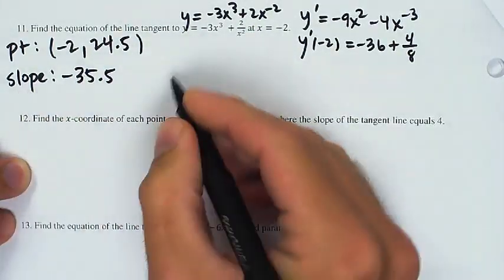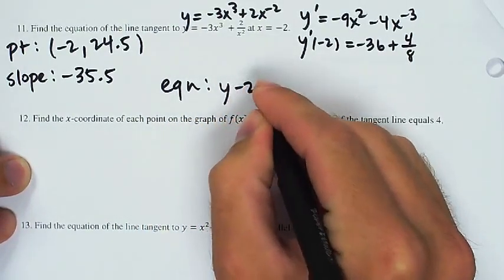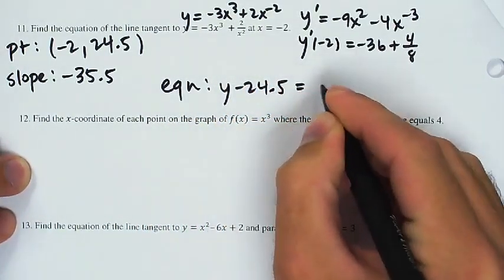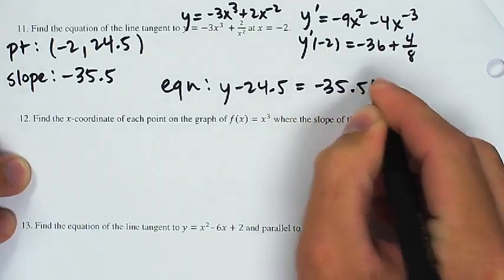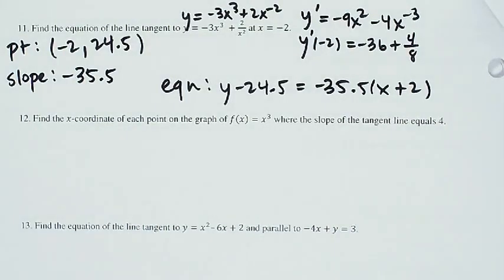Okay. And that means that the equation is going to be y minus 24.5 equals negative 35.5 times x minus negative 2. That's interesting.